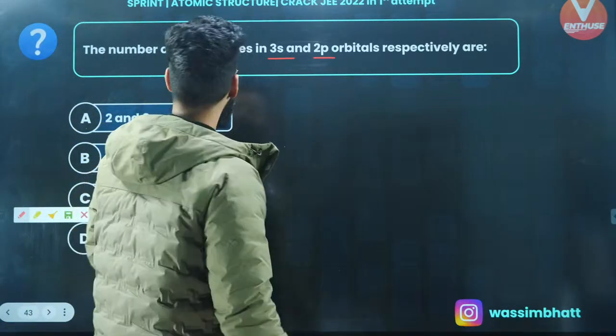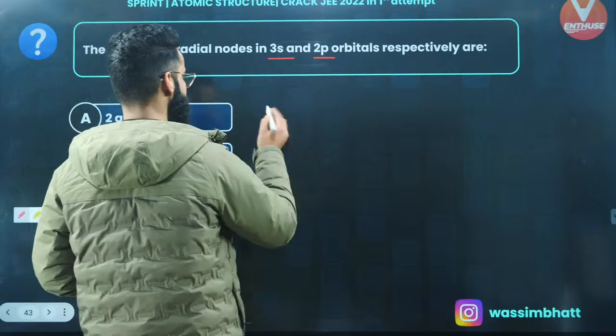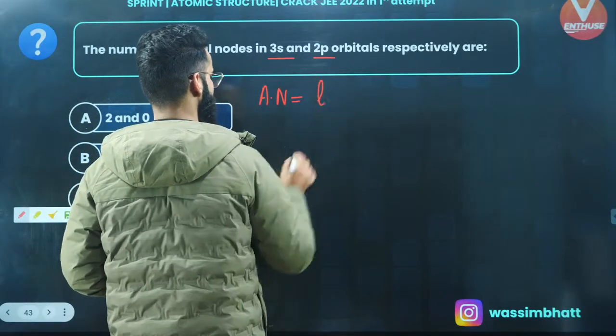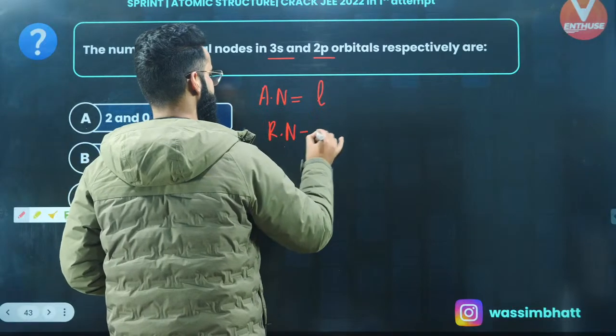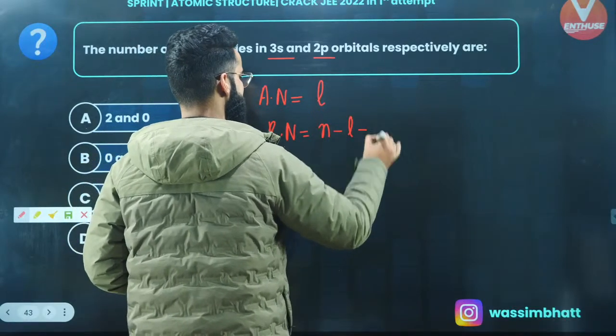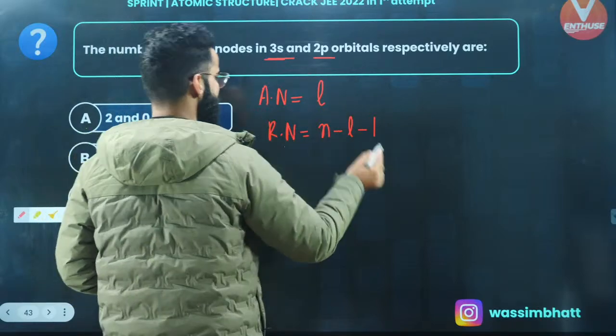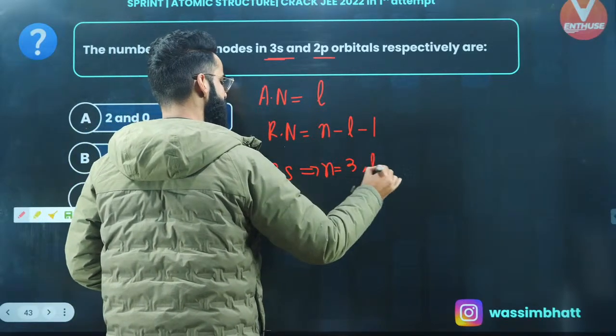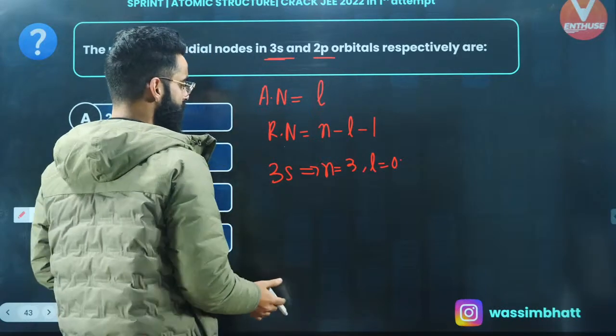I don't know why. The number of radial nodes in 3s and 2p. So first of all, angular nodes are given by the value of L, and radial nodes are given by the value of n minus L minus 1. I need to calculate the radial nodes, right? So for 3s, what is the value of n? n value is 3. What is the value of L for 3s? It's going to be 0, right?